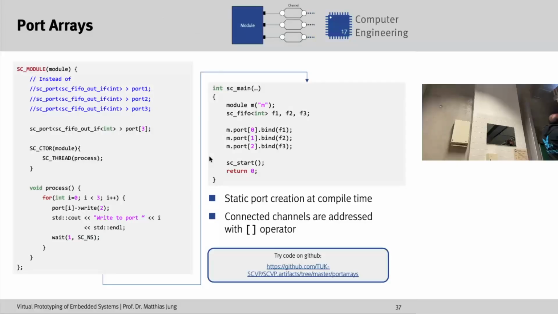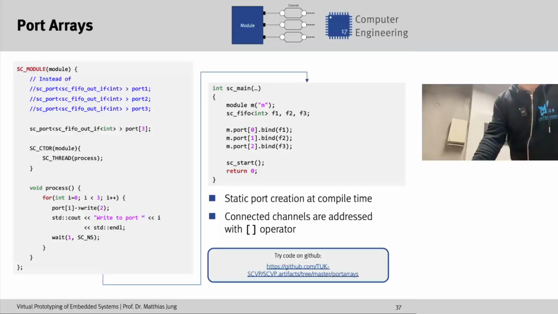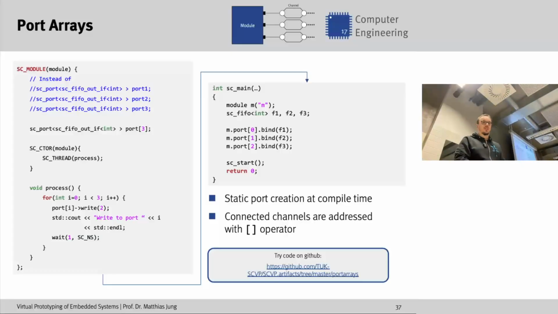So how does that look? First of all, port arrays. You could write it like this: port 1, port 2, and port 3. But this is very often too complicated, so you just say, I want to have an sc_port of the sc_fifo_out_if interface, and this should be an array with 3 elements, and then you get your 3 output ports. That makes it pretty convenient.